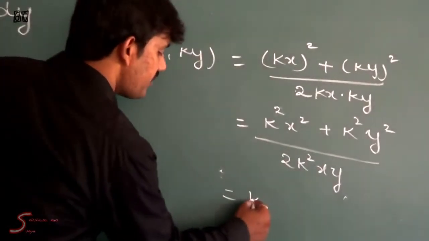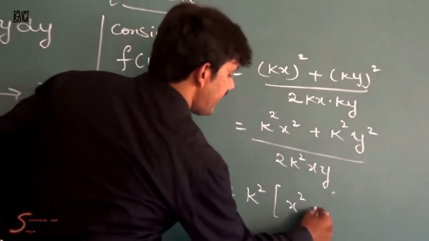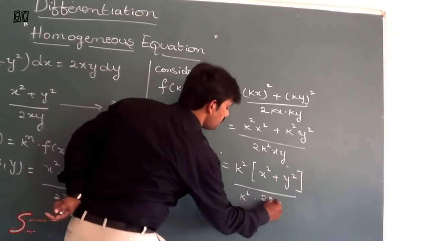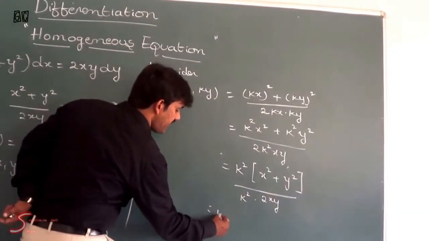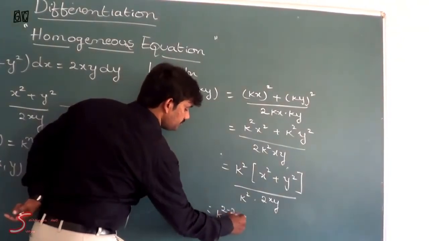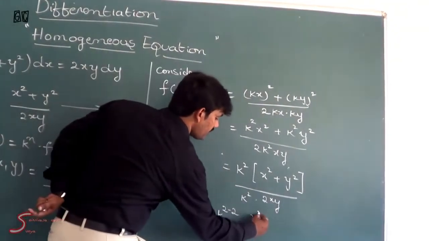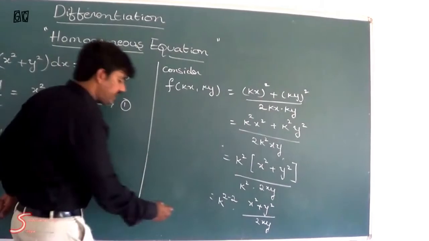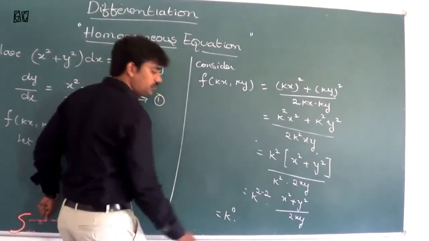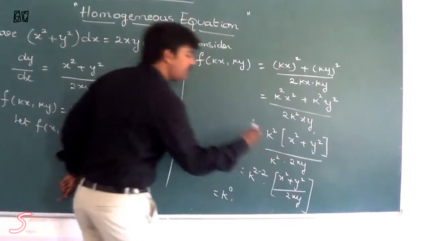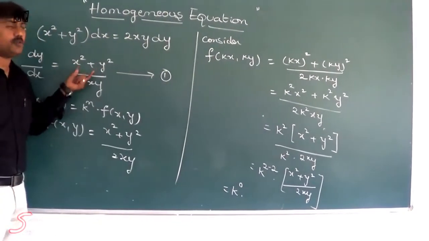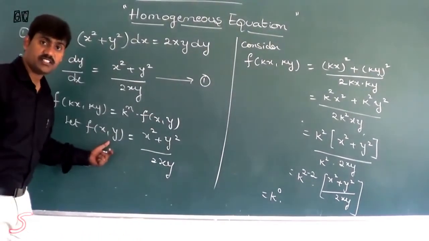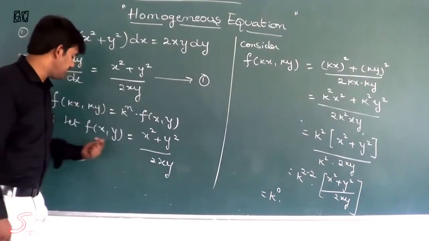I am going to take k square as common from the numerator, then we have (x square plus y square) by, taking k square common in the denominator also, 2 into xy. So this can be written as k power 2 minus 2 into (x square plus y square) by 2xy, which is k power 0 into the entire expression. If you observe equation 1, (x square plus y square) by 2xy is dy by dx. So we can consider this value (x square plus y square) by 2xy as f of x comma y.